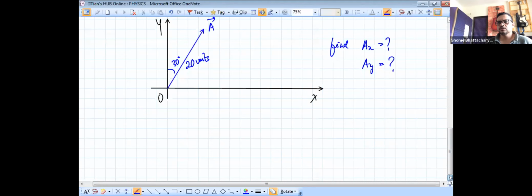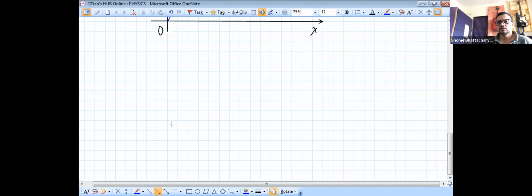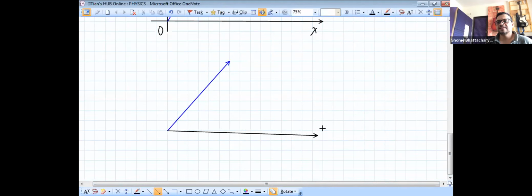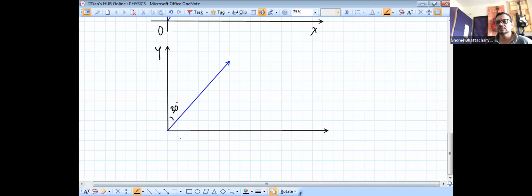Okay. So let's quickly review this question. So you can see here that because this vector E is at an angle of 30 degrees with respect to the y-axis, that means what is the angle with respect to the x-axis? It is 60 degrees. So the angle that this vector E is making with the x-axis is 60 degrees, and the magnitude of E is 20 units.